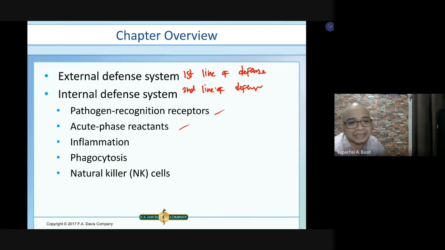And noteworthy to mention here is the CRP, one of the most commonly requested serological tests, which stands for the C reactive protein. And we will also be discussing inflammation, though we have already discussed this during bacteriology, so we'll try to recall them. Also, the phagocytosis, and one of the most potent cells of our immune system, that is the natural killer cells, will also be included in today's discussion.